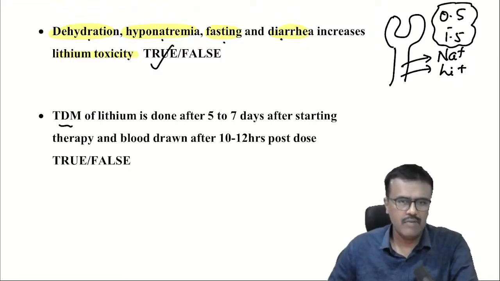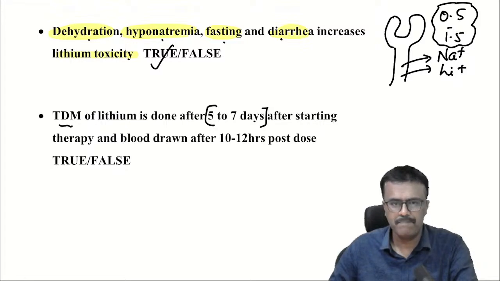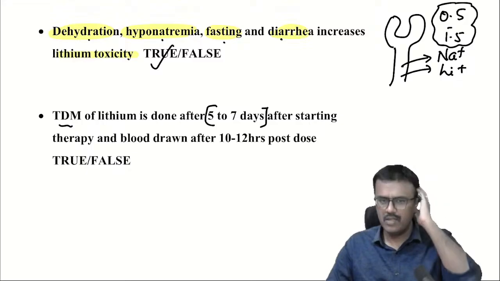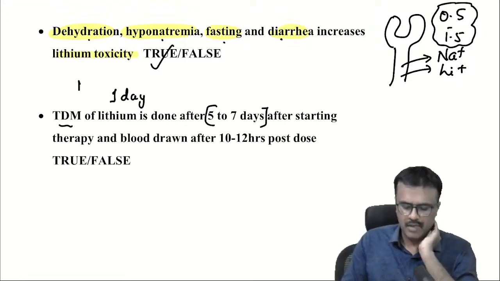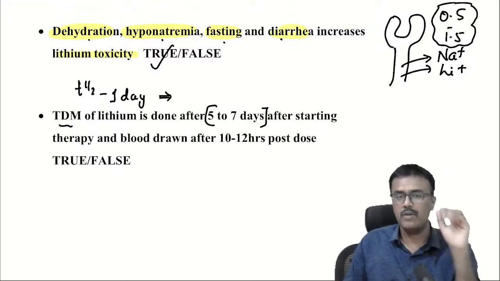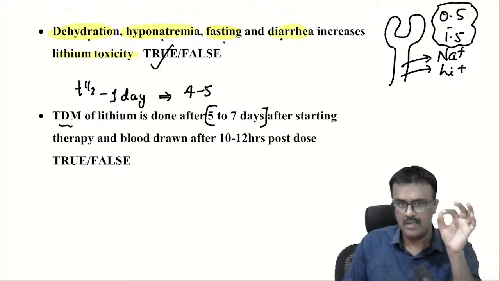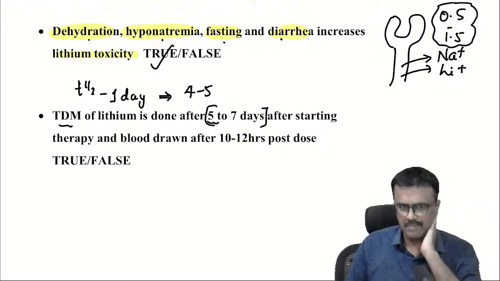Therapeutic drug monitoring of lithium is done after 5 to 7 days. Why, sir? Suppose I start lithium for mania or bipolar disorder. Lithium has a half-life of 1 day. Tell me, if it has a half-life of 1 day, then how many half-lives are required to achieve steady state? Around 4 to 5. It means I can accurately measure lithium after 5 days. So we have taken 2 days extra, 5 to 7 days.